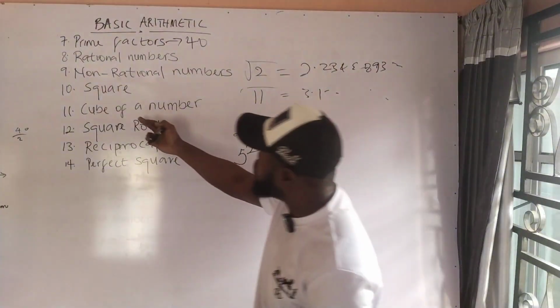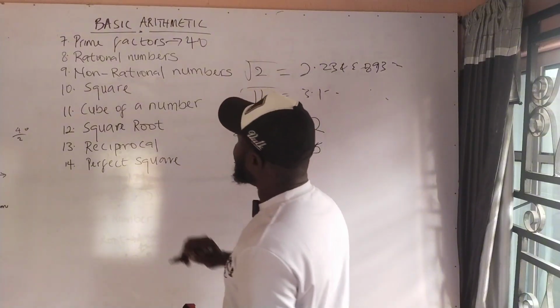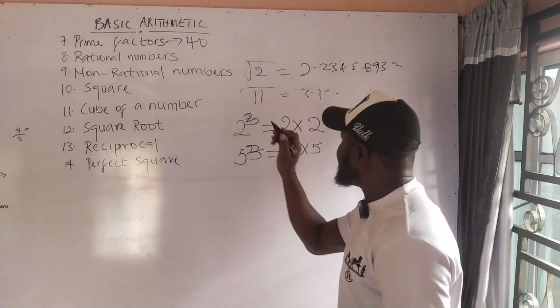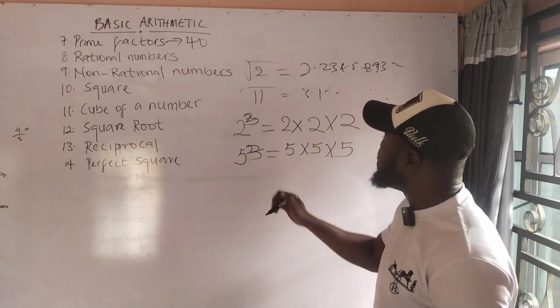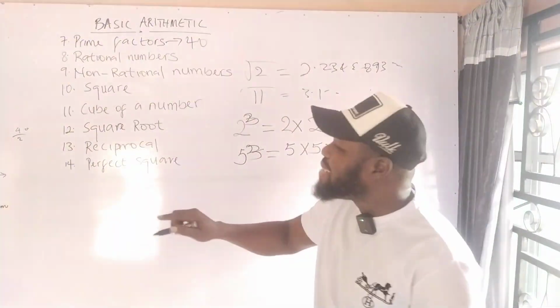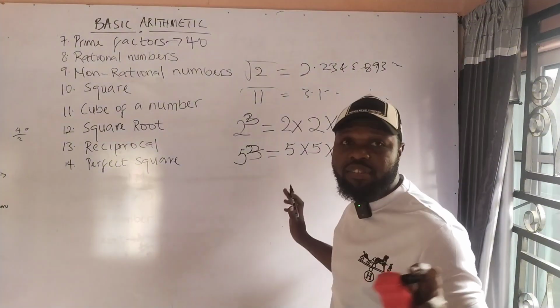The same thing is applicable to the cube of a number. Cube simply means multiply it 3 times. So this one will now be 2 times 2 times 2, and 5 times 5 times 5. The same number, multiplied in 3 different places, 3 different times. That's the meaning. It's as simple as that.